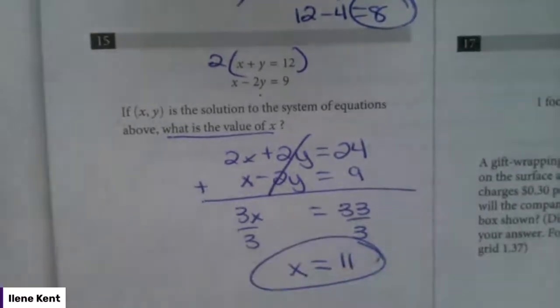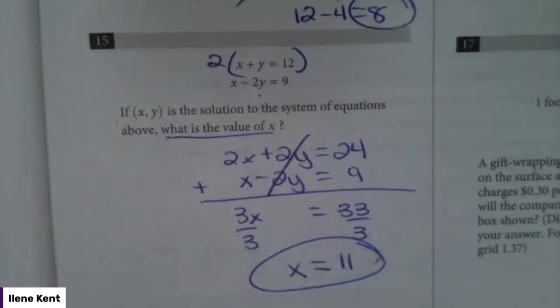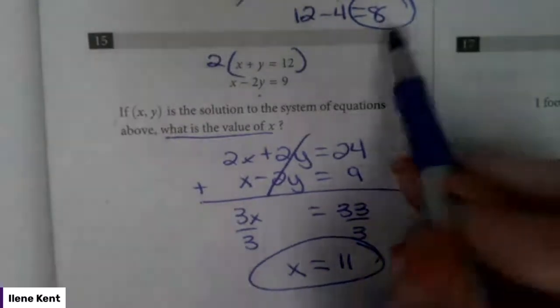There's my answer. When you're bubbling on the bubble sheet, you only need to put in the 11. Don't worry about any of the other stuff. So this one you would have just bubbled an 8, this one just an 11.